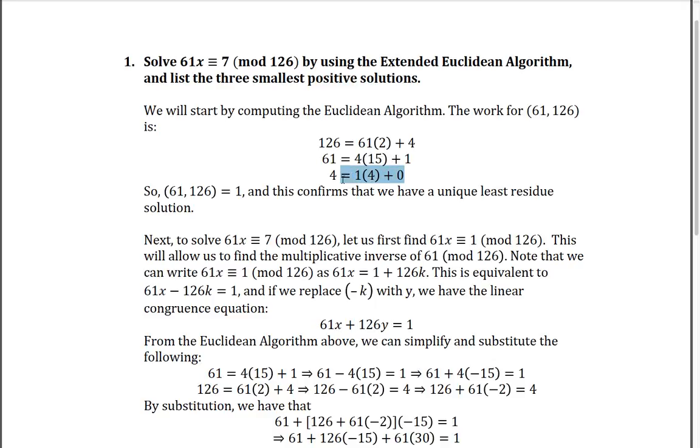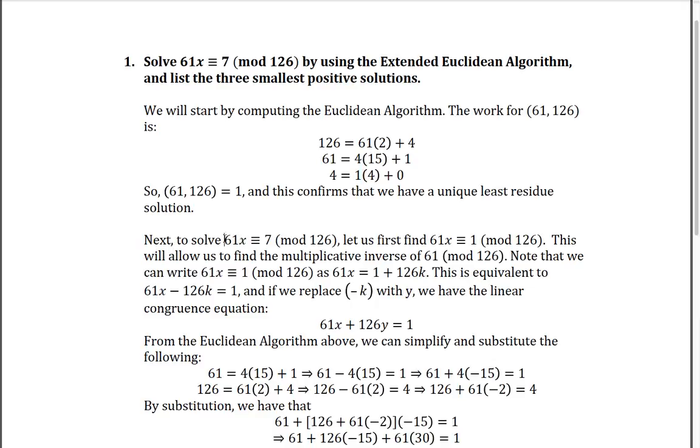Once we get down to this level, we can see that because our last multiple is 1, the GCD of 61 and 126 is 1. And this confirms that we have a unique least residue solution. So there's only one unique least residue solution between 0 and 126.